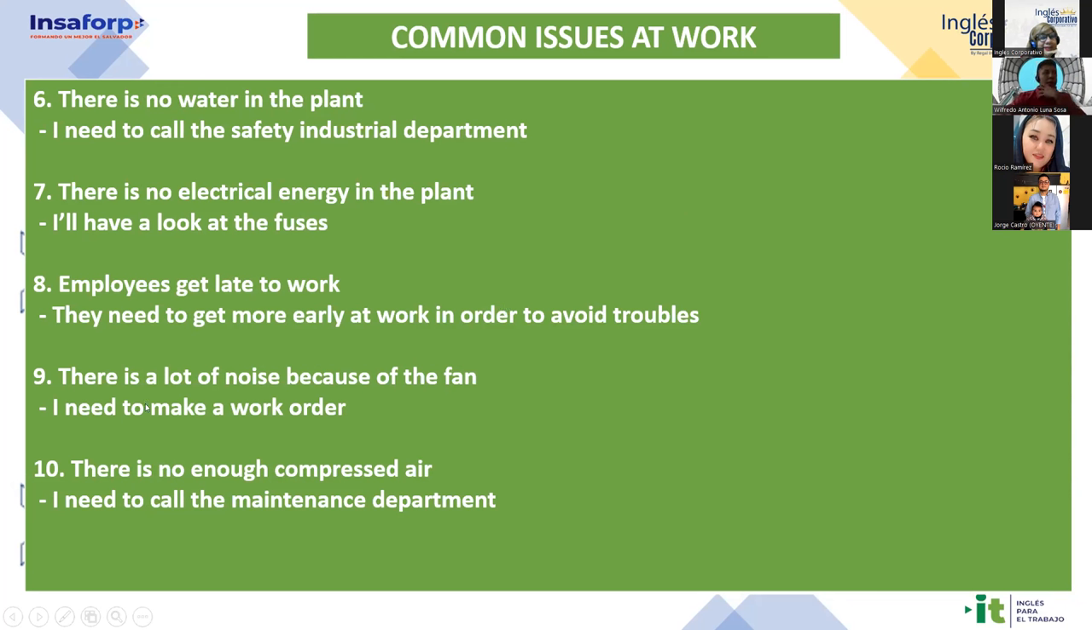Number eight, employees get late at work. They need to arrive earlier at work in order to avoid troubles. Number nine, there is a lot of noise because of the fan. I need to make a work order. And number ten, there is not enough compressed air. And I need to call the maintenance department. Cool. That's all.